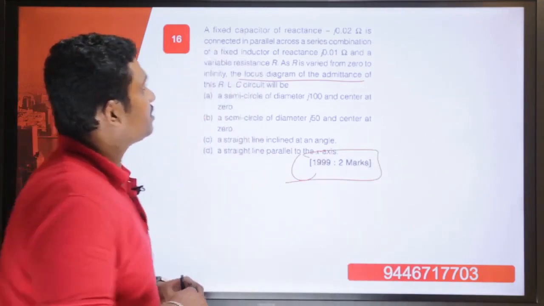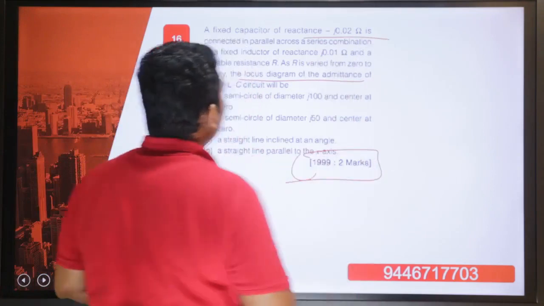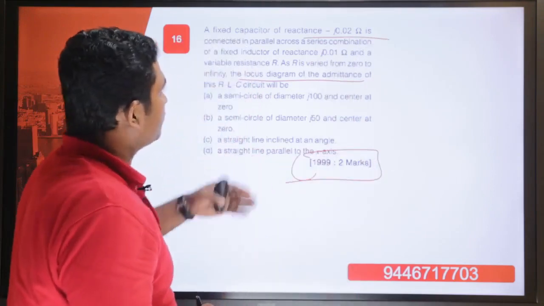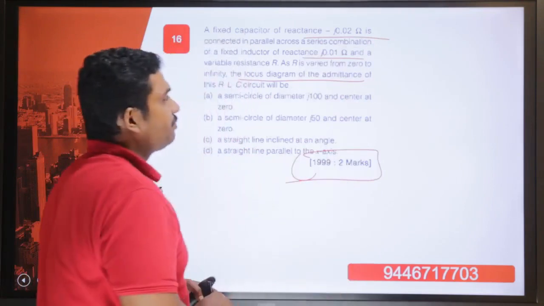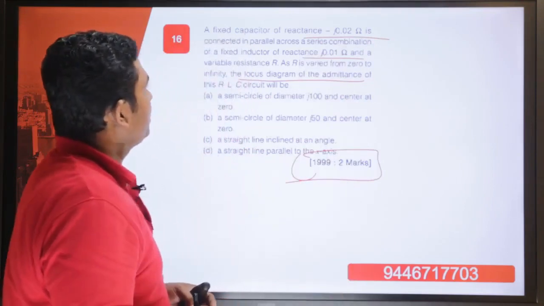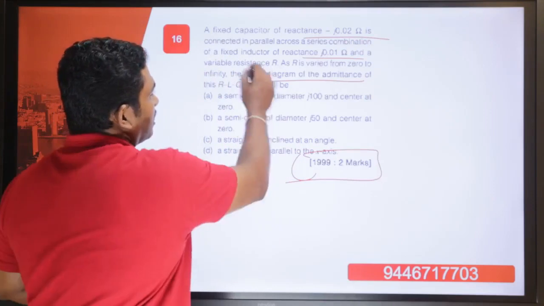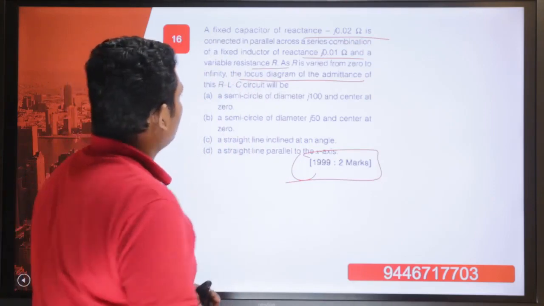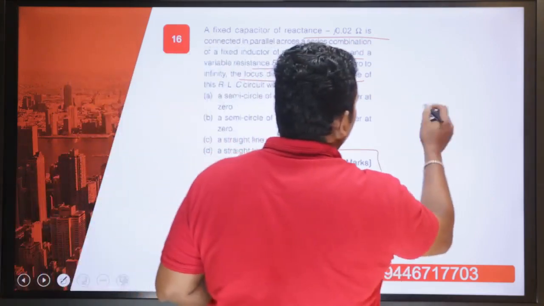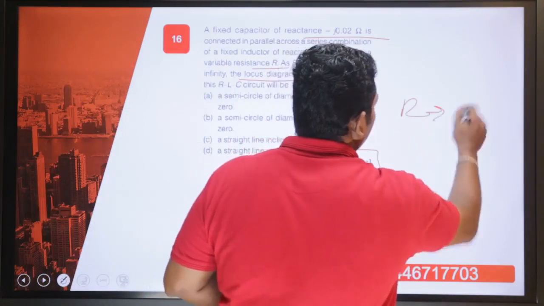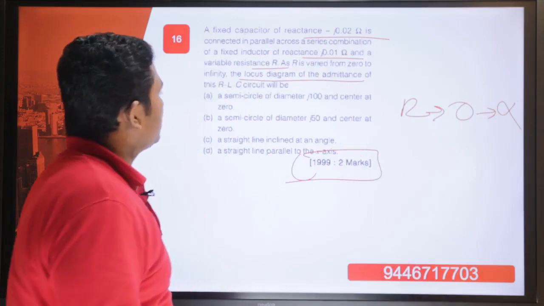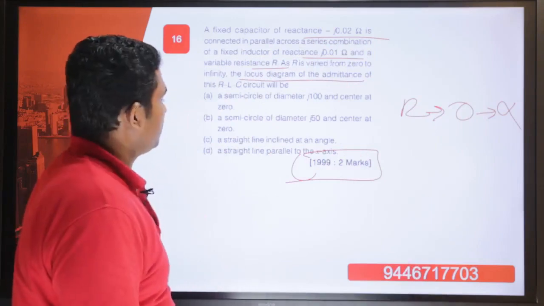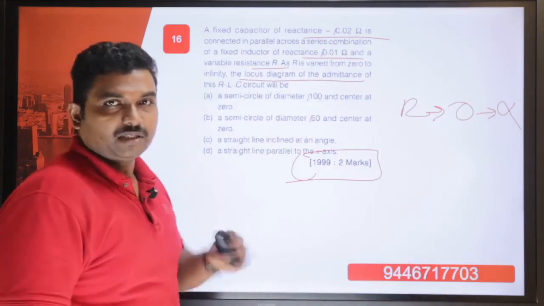A fixed capacitor of reactance minus j0.02 ohm is connected in parallel across a series combination of a fixed inductance of reactance j0.01 ohm and a variable resistance R. Now as R is varied from 0 to infinity, the locus diagram of the admittance of the RLC circuit is what is asked. So the locus diagram of the admittance is to be plotted.